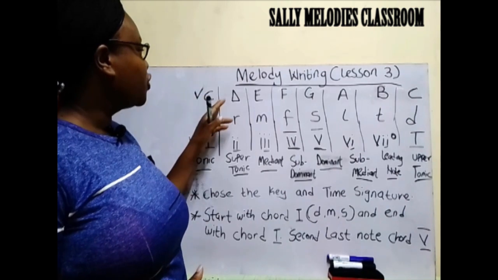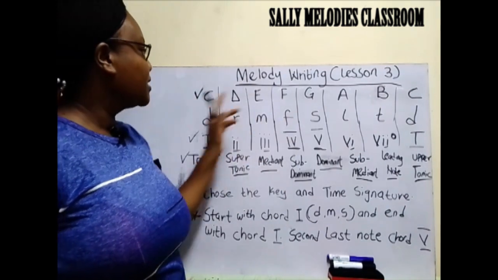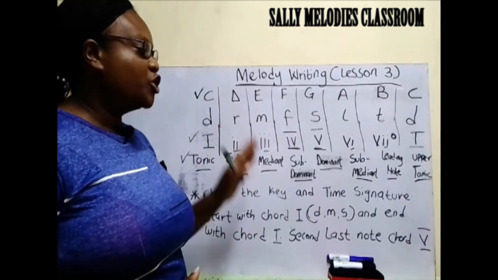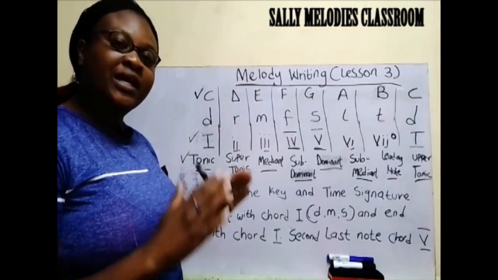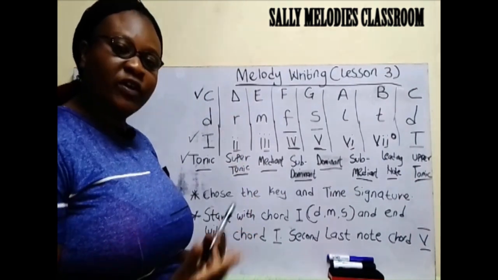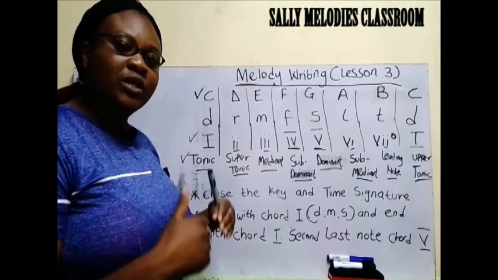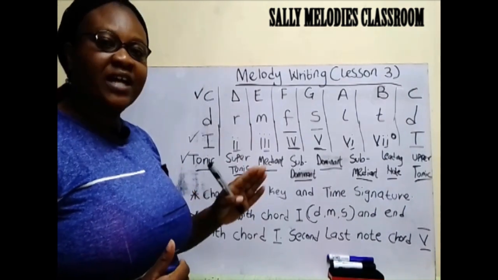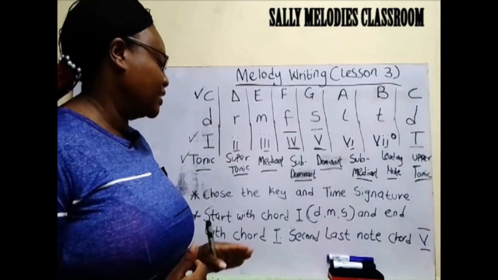Like now, we have chosen C. Our scale is C or our key is C. Ensure that you indicate whether you are writing it on a solfa notation, whether you are writing it on a staff notation, ensure that the key has been indicated.